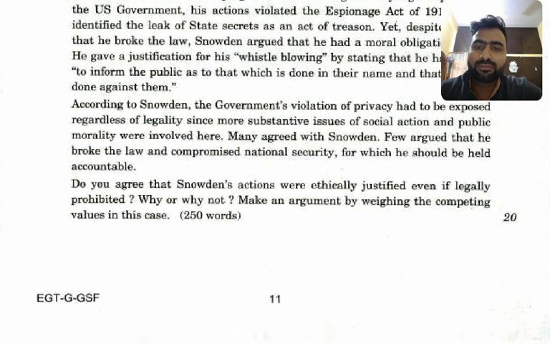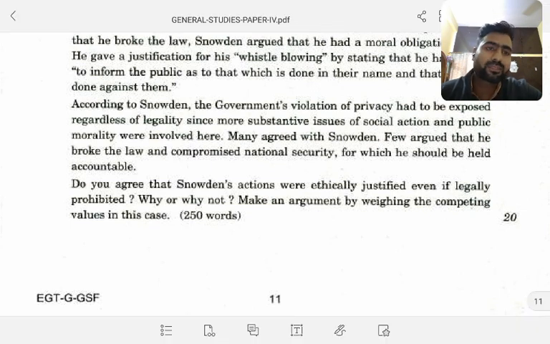Do you agree that Snowden's actions were ethically justified, even if legally prohibited? Why or why not? Make an argument by weighing the competing values in the case. So the case is asking your opinion on whether it is ethically justified to do such a thing, and if yes, why, and if not, why. You have to take the help of the competing values and show how you are going to resolve the conundrum. So you have to put in the values that are in conflict as well as justify the action taken by Edward Snowden. Now let's try and approach this case study.